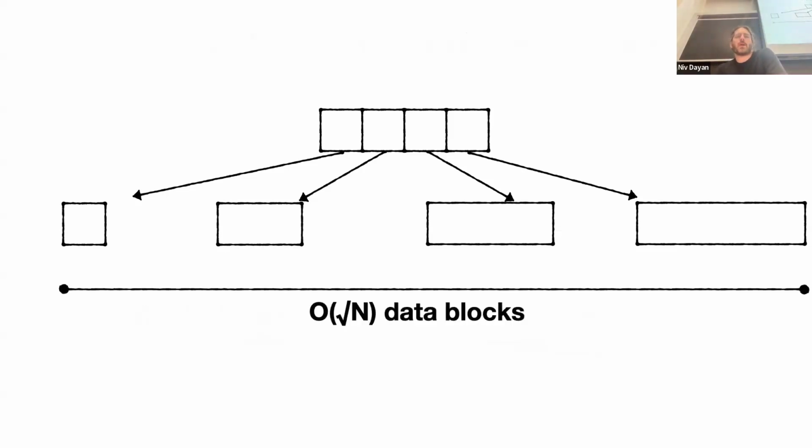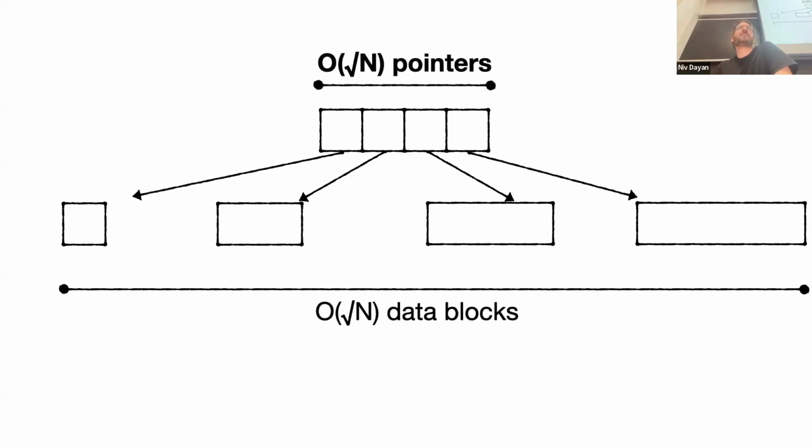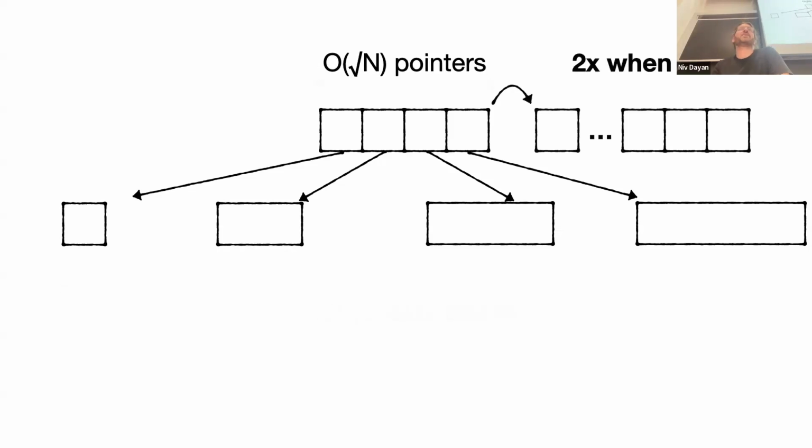What we're going to aim for in this design, and I'm just giving you the high level, is for the number of data blocks in the system to be square root of n. That also implies that the number of pointers in the directory, or the size of the directory, is going to be square root of n. What does that imply? That implies that whenever the directory expands by a factor of 2, this just becomes 2 times square root of n, and big O stays square root of n. Okay, that's okay.